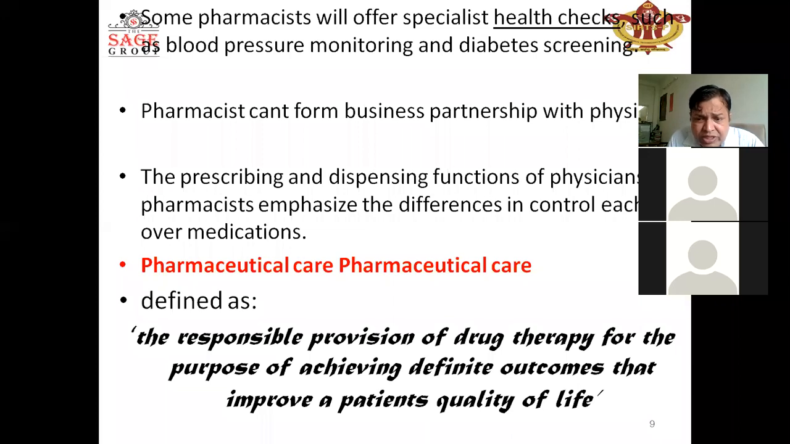Now, the definition of pharmaceutical care: the responsible provision of drug therapy for the purpose of achieving definite outcomes that improve a patient's quality of life. That is the main goal, aim, or particular job of pharmaceutical care: the responsible provision of drug therapy for the purpose of achieving definite outcomes that improve a patient's quality of life.